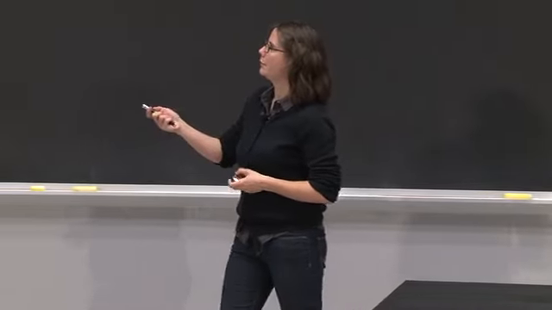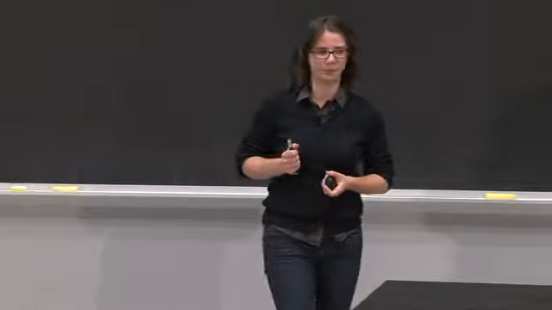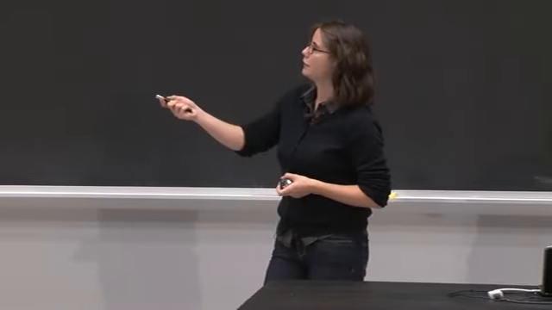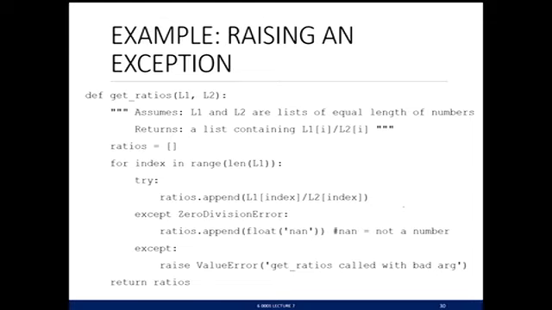Okay, so let's see an example of how we raise an exception. I have this function here called getRatios. It takes in two lists, L1 and L2, and it's going to create a new list that's going to contain the ratio of each element in L1 divided by each element in L2. So I have a for loop here, for index in range length L1. So I'm going through every single element in L1.